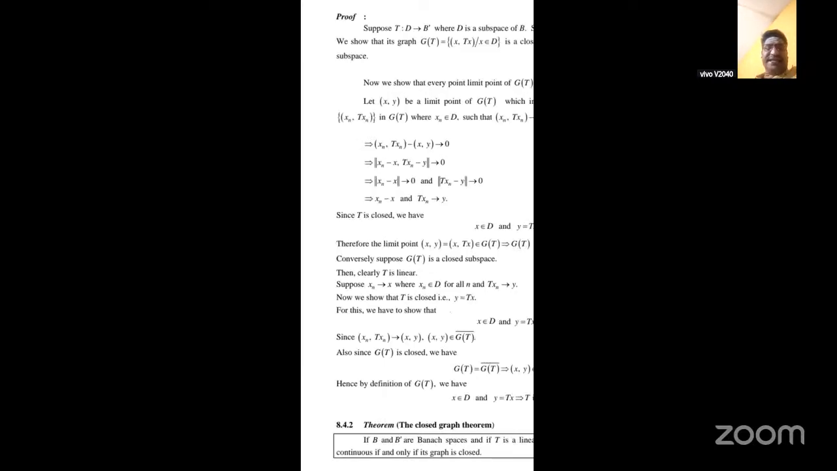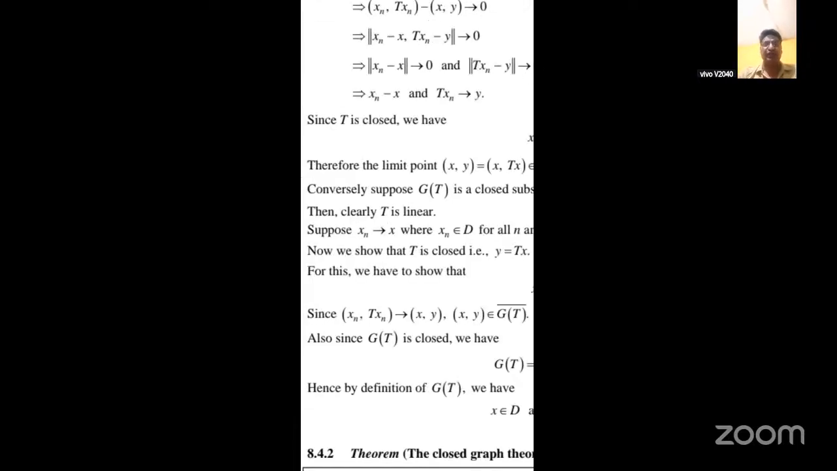Okay. Therefore, x_n, Tx_n converges to x, y, which means that (x_n, Tx_n) minus (x, y) converges to 0, because that can be written as the norm of x_n minus x, Tx_n minus y. Here y means Tx. Okay, it converges to 0. Now that can also be written as the norm of x_n minus x converges to 0 and the norm of Tx_n minus y converges to 0, because, according to the norm condition through the sequential part, x_n converges to x and Tx_n converges to y. Now since capital T is closed, we have x belongs to capital D and y equals Tx. Students, listen carefully. Therefore, the limit point (x, y) equals (x, Tx) also belongs to G of T. So G of T is also closed.